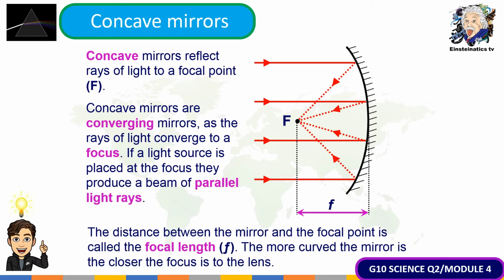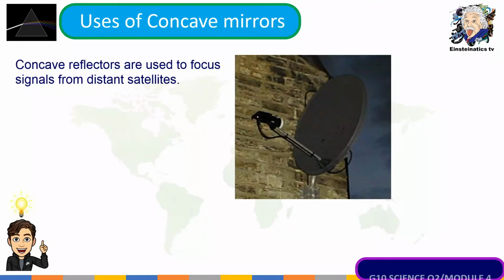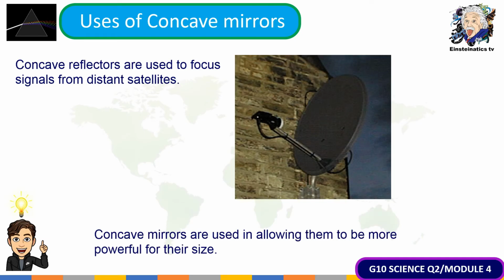So, you should always remember that mas curve yung mirror, the closer the focus is to the lens. So, saan nga ba ginagamit yung concave mirrors? One use or purpose for concave mirrors is ginagamit ito to focus signals from distant satellites, such as the satellite dish. So as you can see, yung shape ng satellite dish are done so that this can allow them to be more powerful for their size.